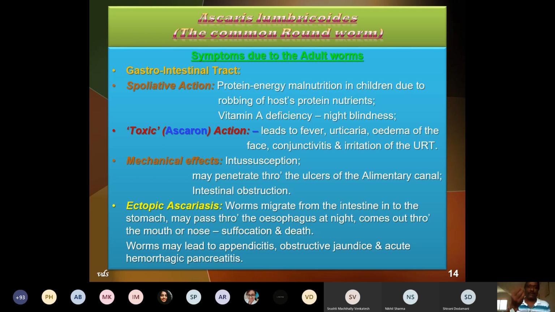First was the deficiency of nutrients which are taken up by the worms, which is called the palliative action. Second is the toxic ascaron action. Third is the mechanical effect of the worm. Mechanical effect due to the presence of the adult worm. You can see the size of the adult worm: 25 centimeters in length maximum for the male parasite, and 40 centimeters in length for the female parasite.